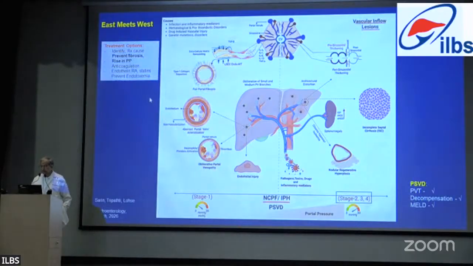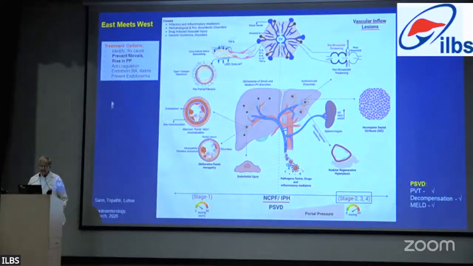How do you manage these patients? Before that, PSVD, the term given by the Western group, includes portal vein thrombosis. We do not. Decompensation means patients are presenting with ascites. In this paper, subsequently we do not agree. And MELD score, which is used for cirrhosis, is not used for NCPF. However, we are merging towards newer areas.